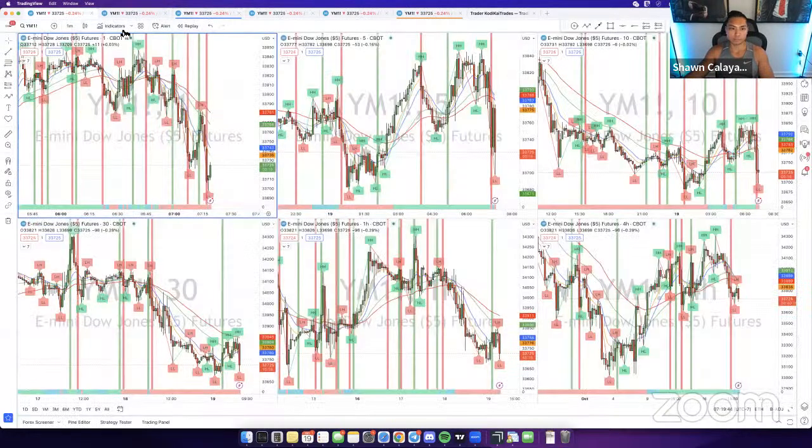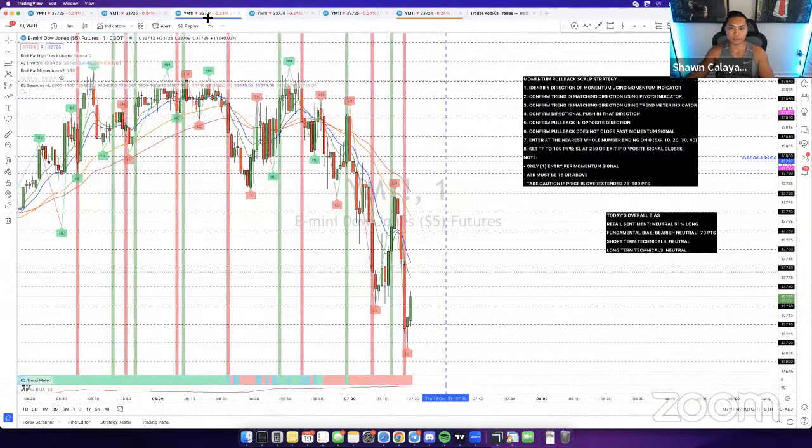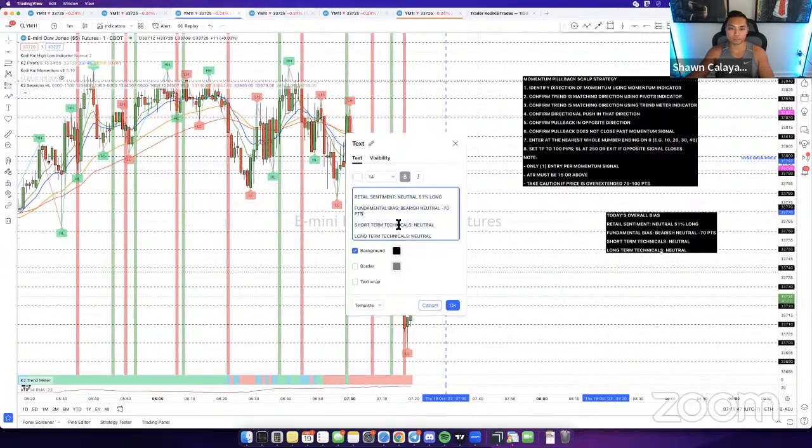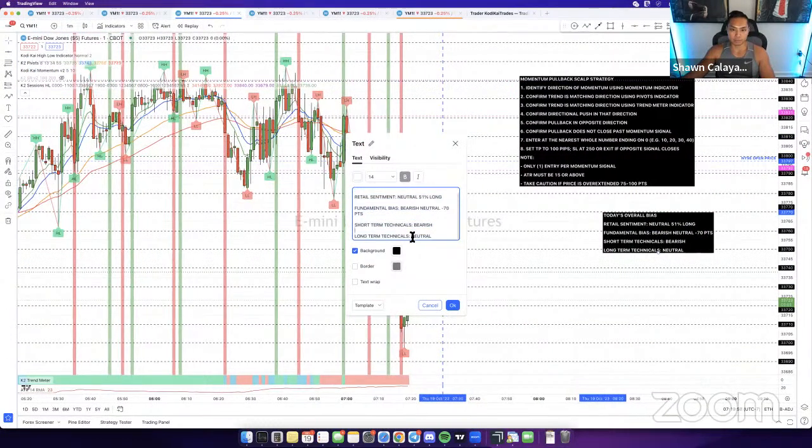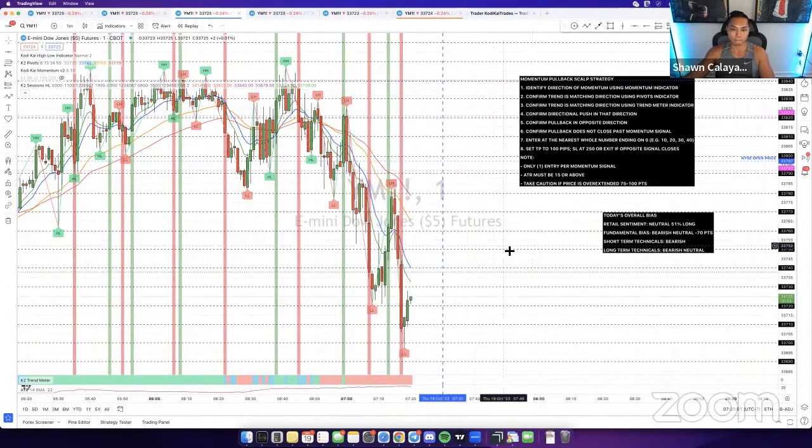Technicals over here, you can see the short-term technicals are now bearish. Higher time frames over here, they're more of a bearish neutral, so I'll put that as bearish neutral. All right.